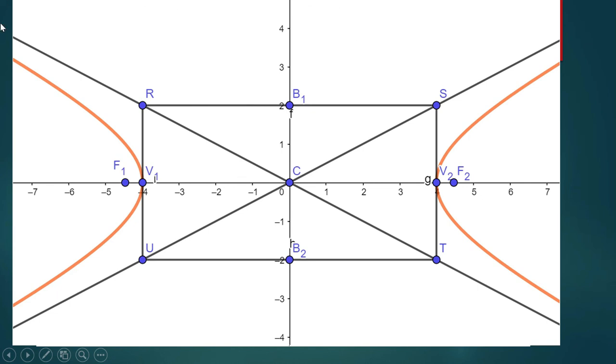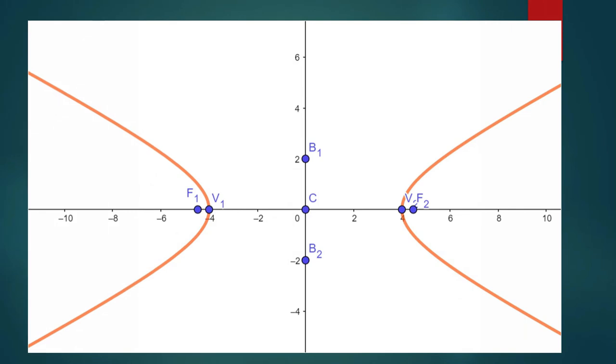But then again, the rectangle and the asymptotes are not part of the hyperbola. But the characteristics of the hyperbola are shaped by these things. So I will now remove this clutter and just show you the graph of our hyperbola. So that's it.